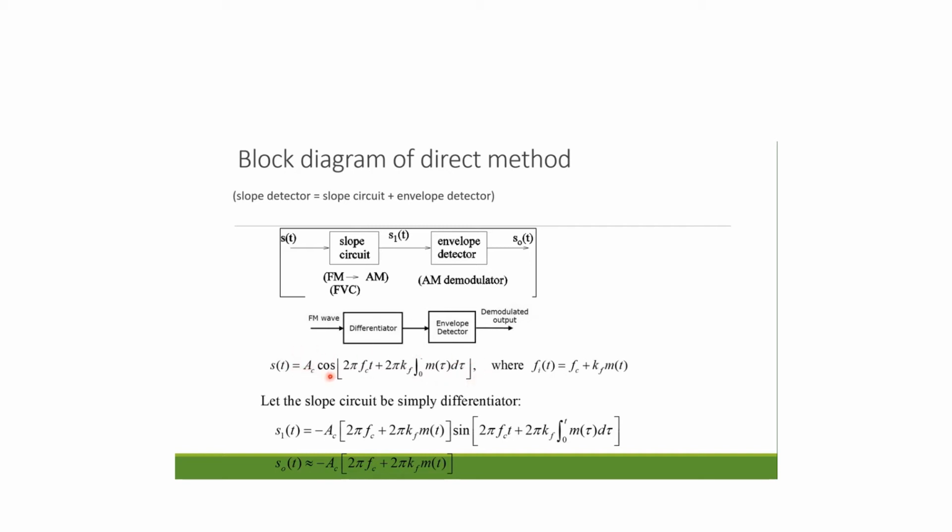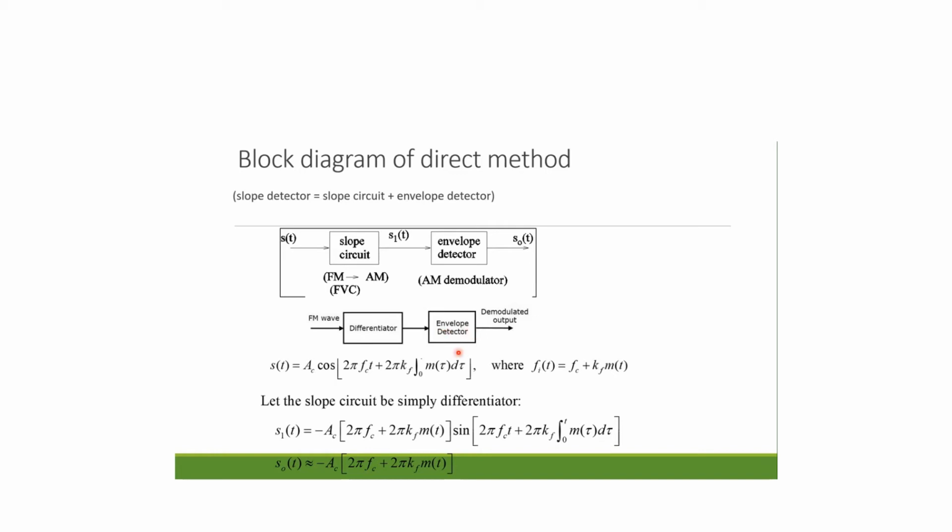We know that differentiation of cos is minus sine, and this expression will come as it is here. Then we have to again differentiate this expression with respect to t. So differentiation of 2 pi fc t, 2 pi fc is a constant term, will be 2 pi fc, plus, it is an integration sign, so differentiation of integration will be the message as it is. So 2 pi kf m(t). Now this is actually the output of differentiator.